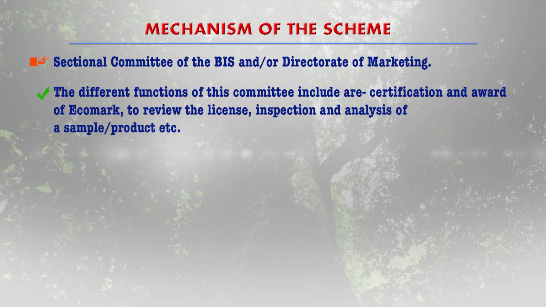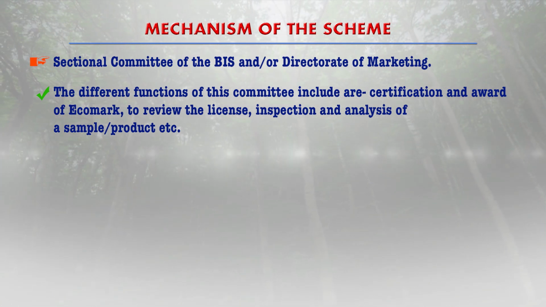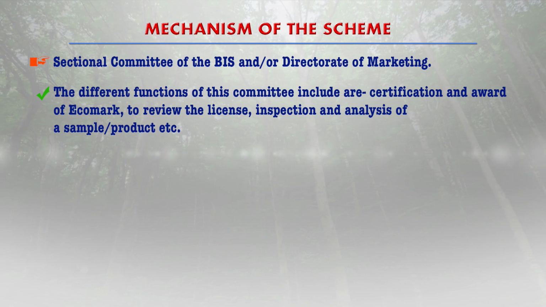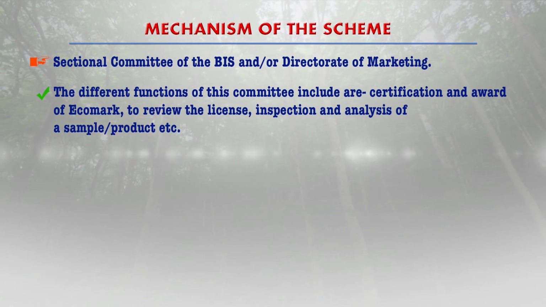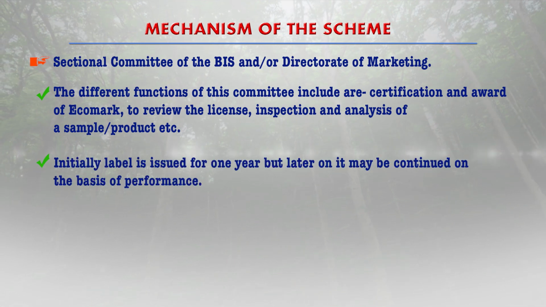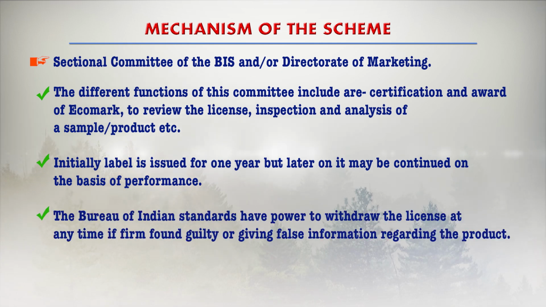The last one is the sectional committee of the BIS or the Directorate of Marketing. Here they include the eco certification and award of the Ecomark, to review the license, inspection and analysis of a sample or a product. So initially the label may be issued for 1 year, but later on can be continued or extended based on the performance. The Bureau of Indian Standards has the power to withdraw the license at any time if the firm is found guilty of giving false information regarding this product.